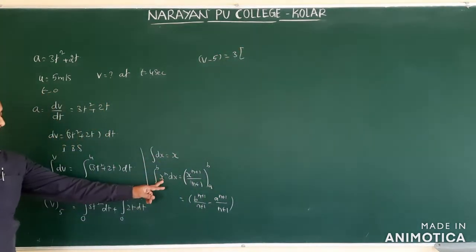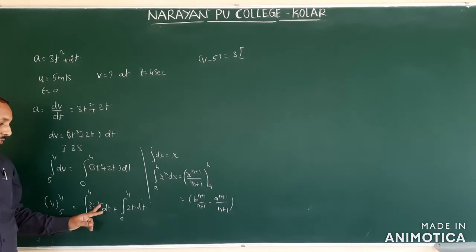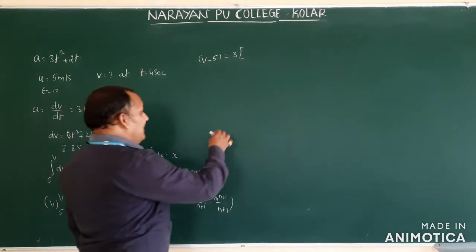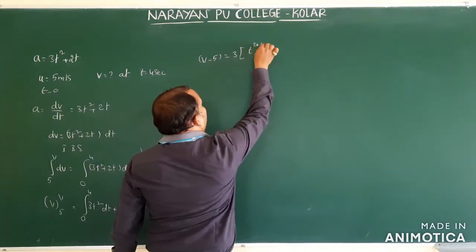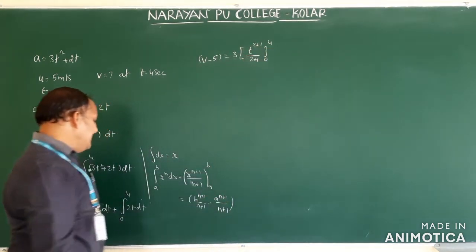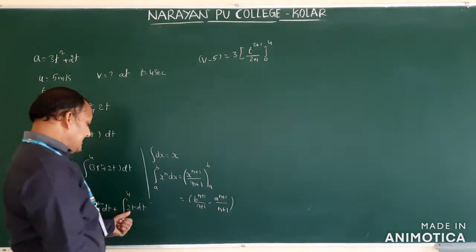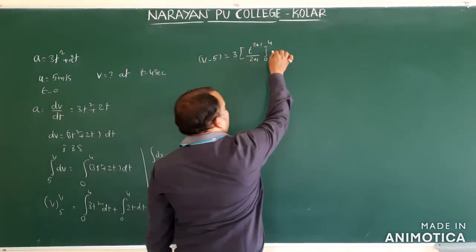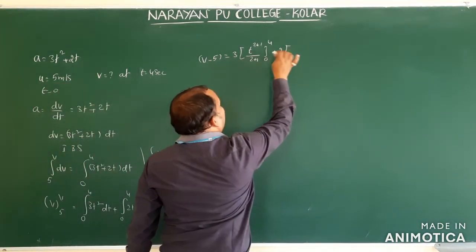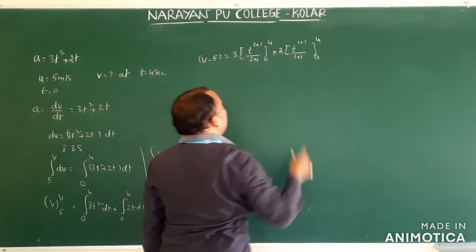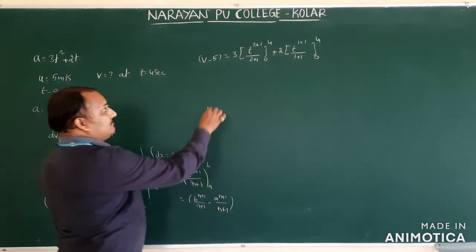3 I am writing outside. 3 into, apply this formula, x power n dx. T power 2 dt. In place of n, 2 is there. In place of x, t is there. Therefore, what you will be getting? T power 2 plus 1 by 2 plus 1 between the limits 0 and 4. Next, again I am writing 2 outside. T power how much is there? 1. Plus t power 1 plus 1 by 1 plus 1 between the limits 0 to 4.